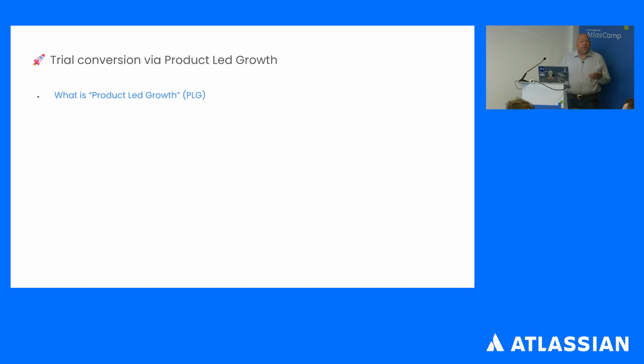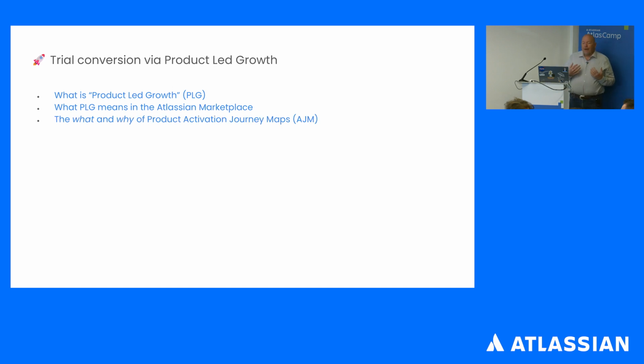In detail, we're going to talk about product-led growth. You may hear me refer to it as PLG. We'll talk about specifically what it means in the Atlassian marketplace. It's a little different. Then we'll talk about activation journey maps. This is the key to how you're going to do product-led growth. We'll talk about how to analyze data with activation funnels in your activation journey map.